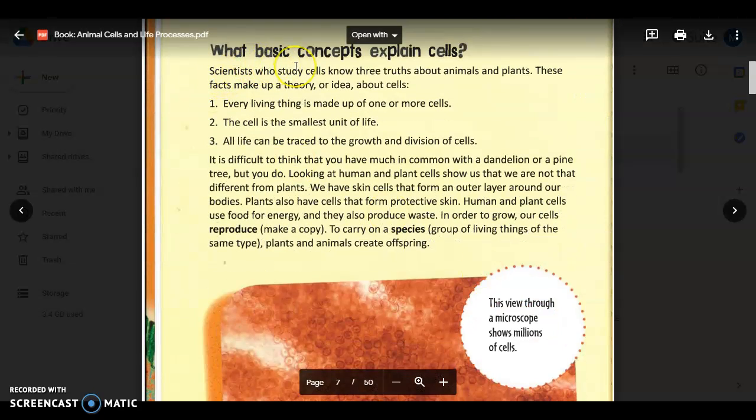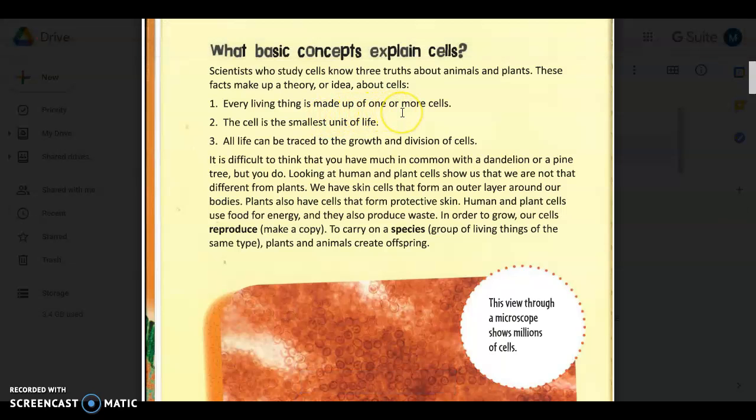What basic concepts explain cells? Scientists who study cells know 3 truths about animals and plants. These facts make up a theory or idea about cells. 1. Every living thing is made up of 1 or more cells. 2. The cell is the smallest unit of life. 3. All life can be traced to the growth and division of cells.